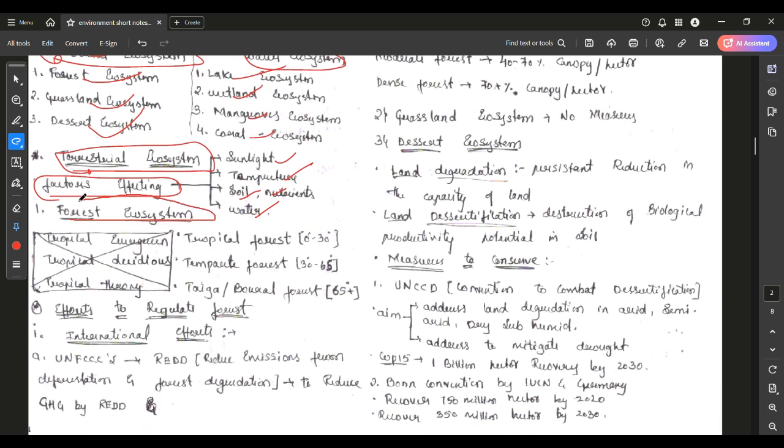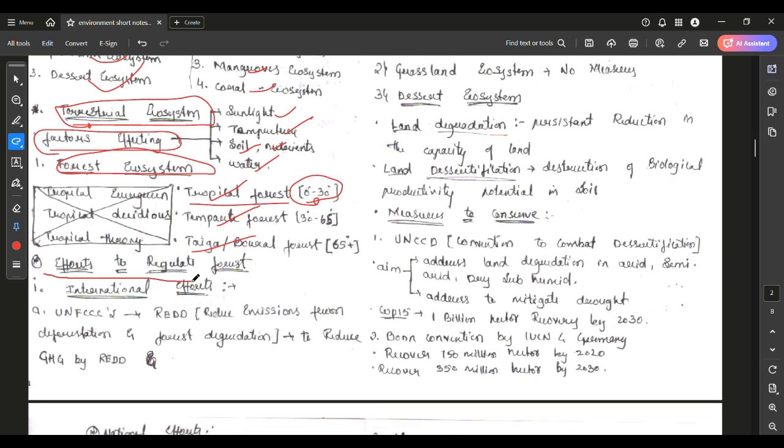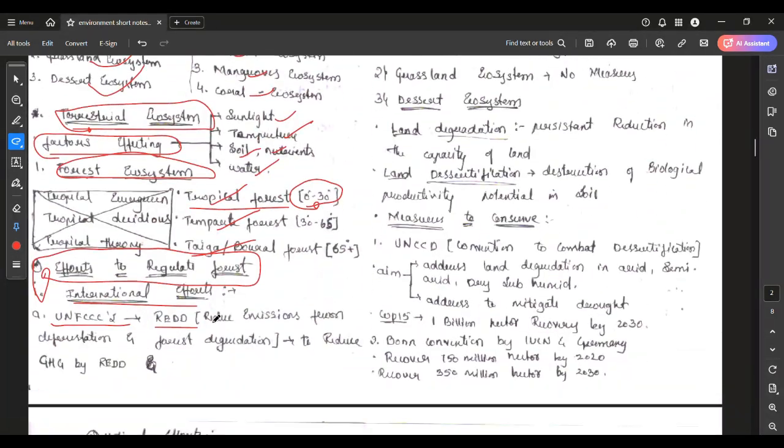Okay, when coming to the forest ecosystem, there are three types of forests in the world: tropical forest, temperate forest and taiga forest. I also provided the degrees, from 0 degree to 30 degree, 30 degree to 65 degree, 65 degree plus, like that. And I also provided the efforts to regulate the forest. Okay, the international efforts such as UNFCCC, REDD and REDD plus. I elaborated about REDD, how to reduce greenhouse gases by using REDD efforts.